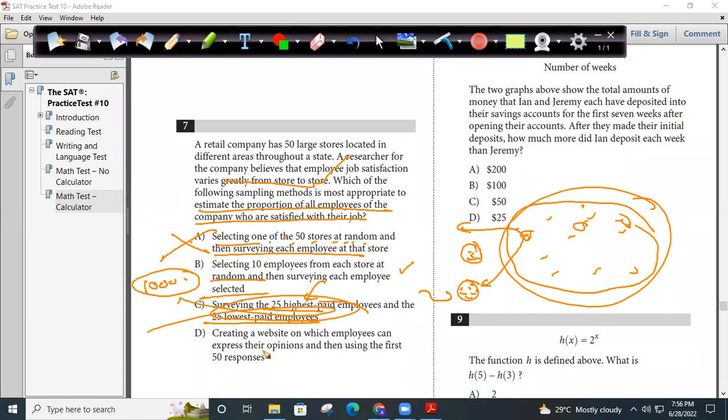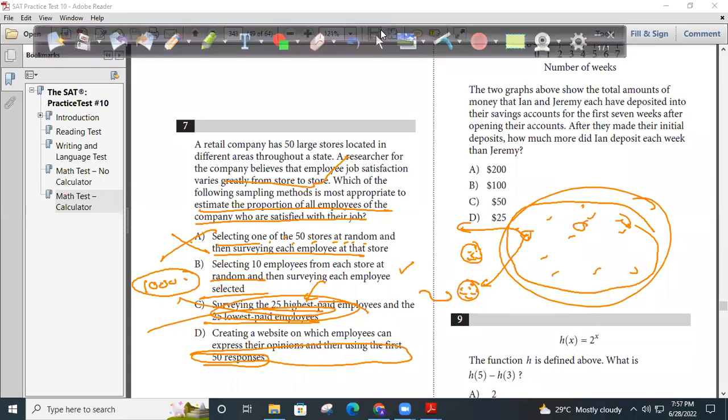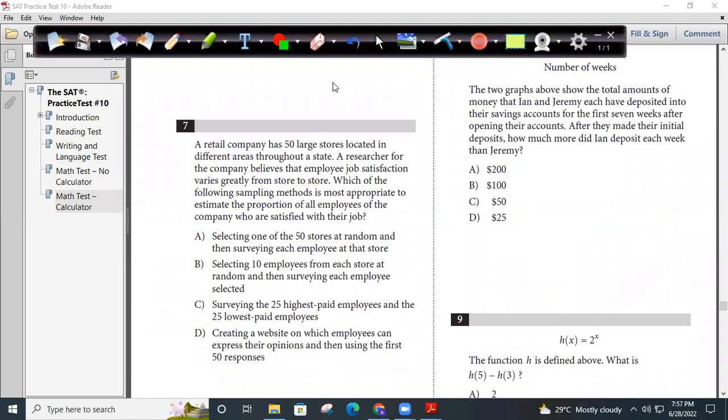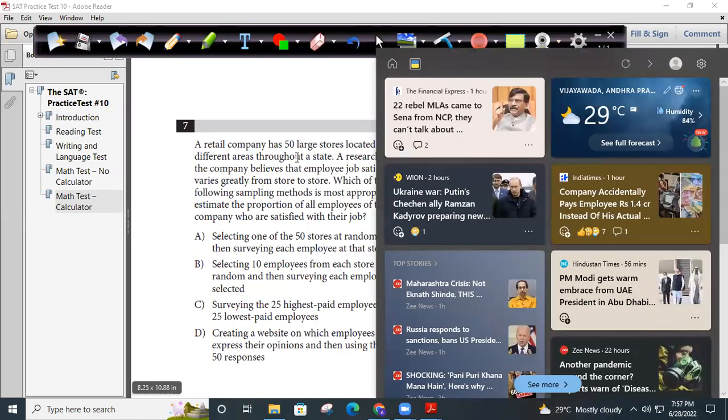Option D, creating a website in which employees can express their opinion, very good, and using the first 50 responses, is meaningless. Again, I am having biased data here. So of all the options, if I want to get the outcome of the experiment or what the company can expect, I should say B. Whoever gave B as the answer, you understood perfectly. I'll give you more and more questions and take you through more questions. I'll solve now.